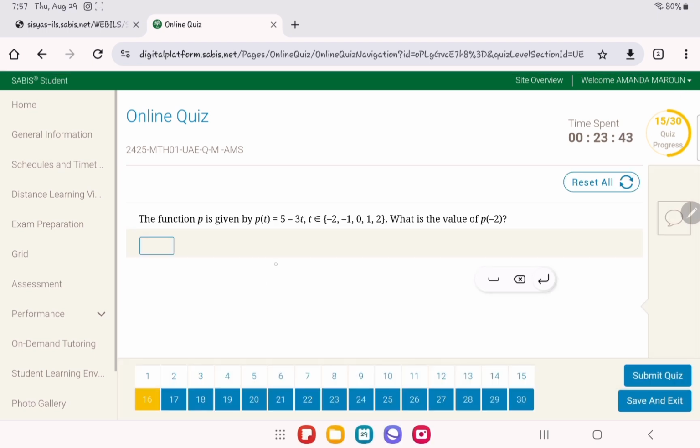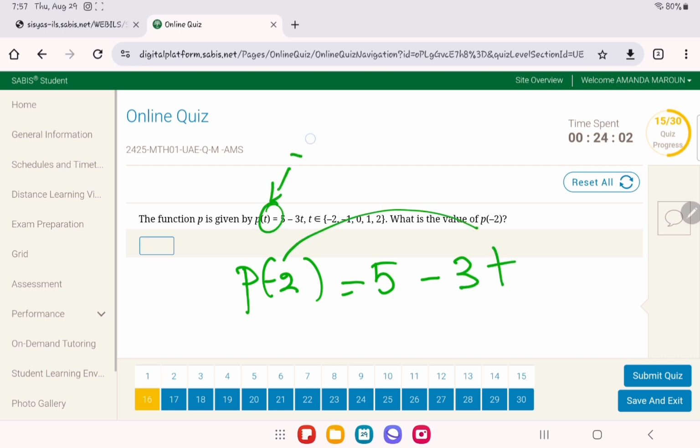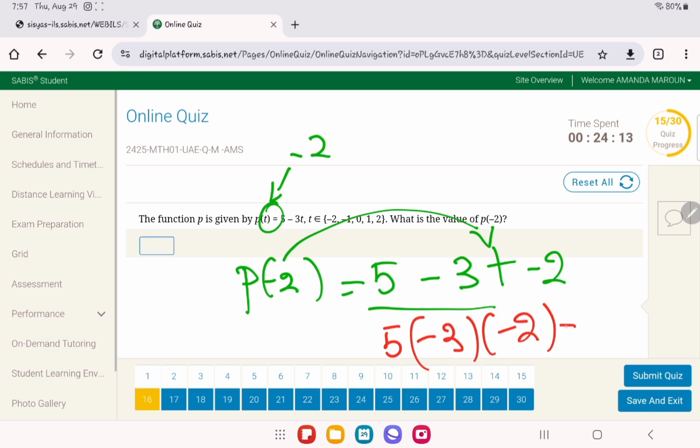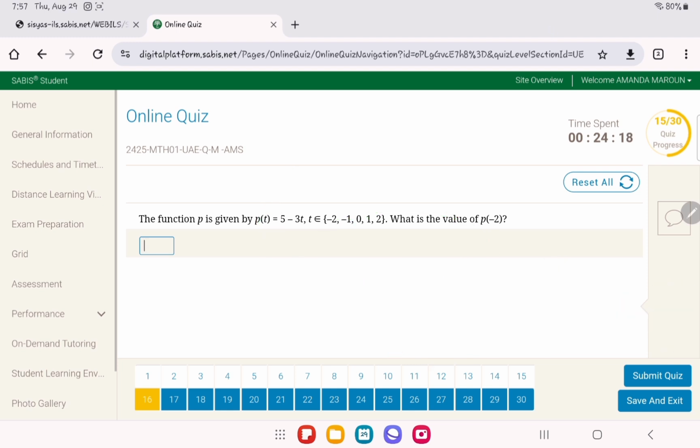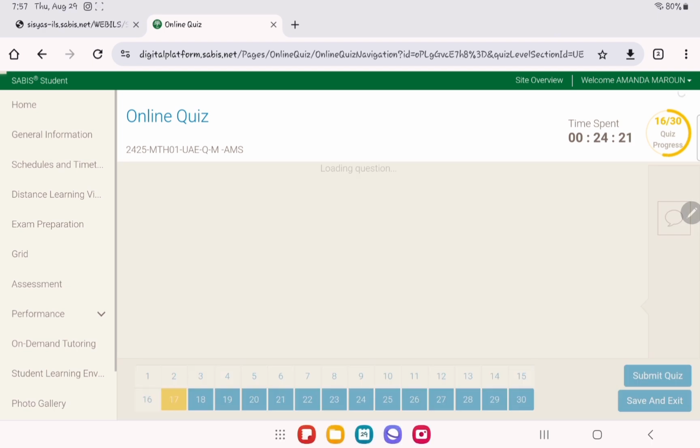Number 16. The function p is given by p(t) = 5 minus 3t. What's the value of p(-2)? The only thing we need to do is substitute. So p(-2) is equal to 5 minus 3t. Since we replaced the t over here by -2, that means we're going to replace the t over here by -2. So 5 minus 3 times -2, 5 plus 6, so our answer is 11. Number 17.